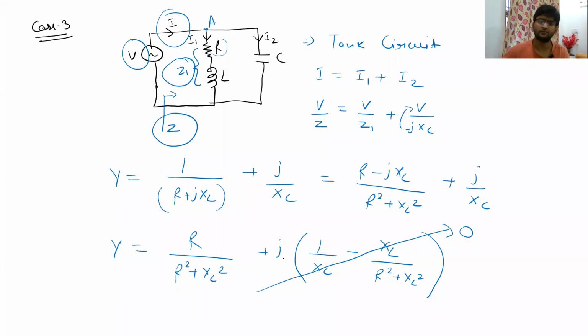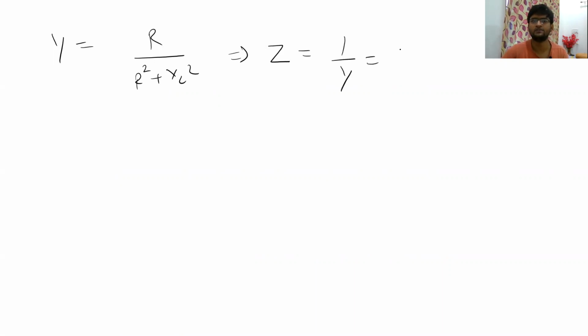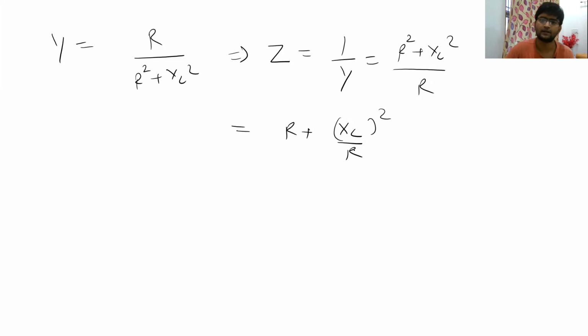So at resonance, we saw that this imaginary component was cancelled out, and the value of overall admittance at resonance was R upon R square plus XL square. So Y at resonance was R upon R square plus XL square. So what will be the value of overall Z? It will be the reciprocal of Y, which is R square plus XL square divided by R. So we can write it as R plus XL square by R.